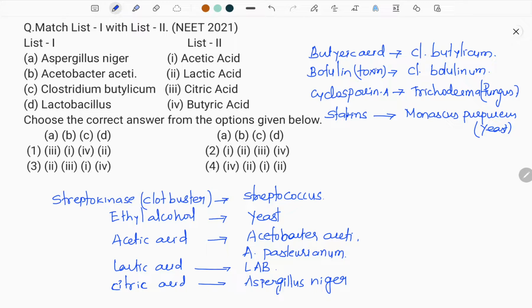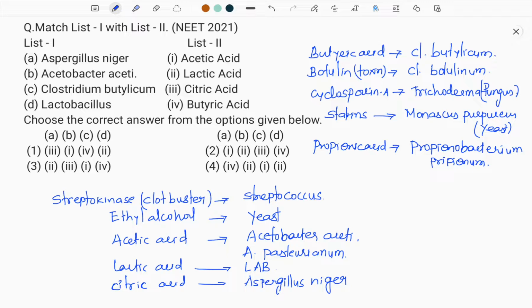And propionic acid. Propionic acid is obtained from Propionibacterium, Propionibacterium propionicum. Propionibacterium shermanii is very famous in cheese. Remember that. And so these are some of the examples of the source of bacteria.